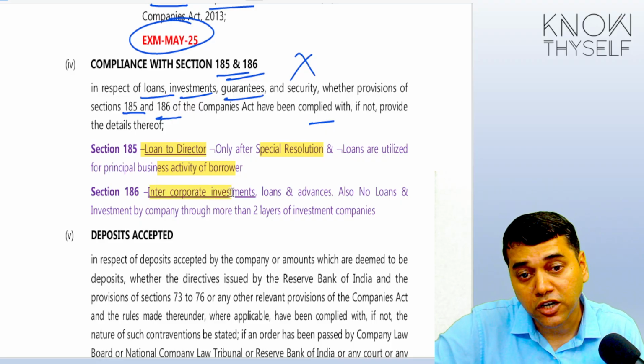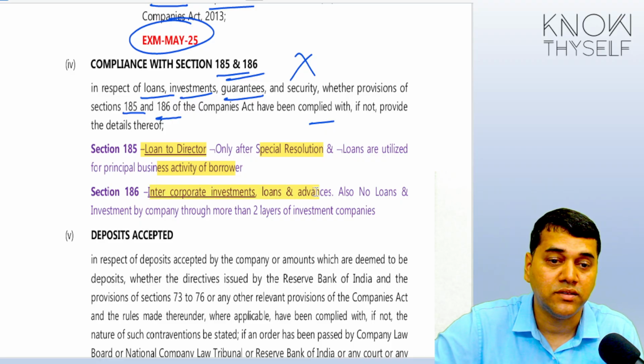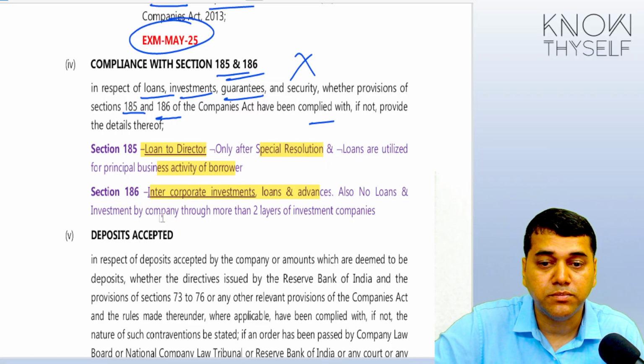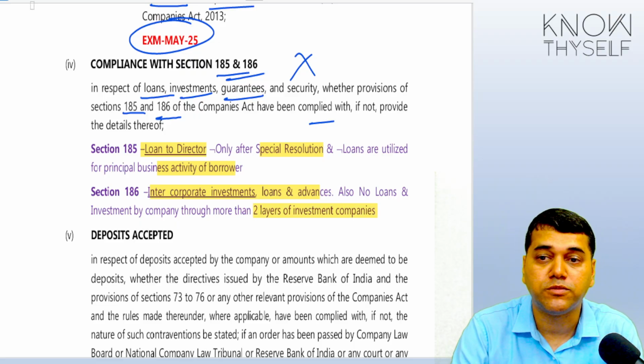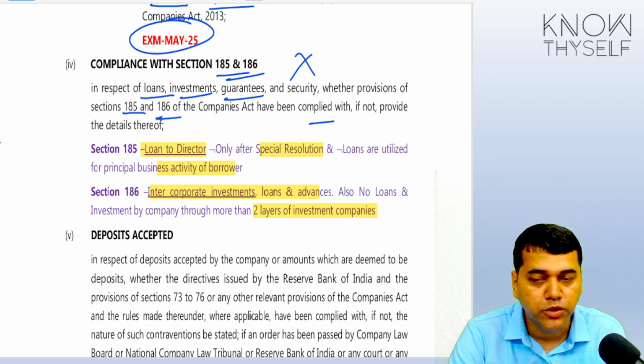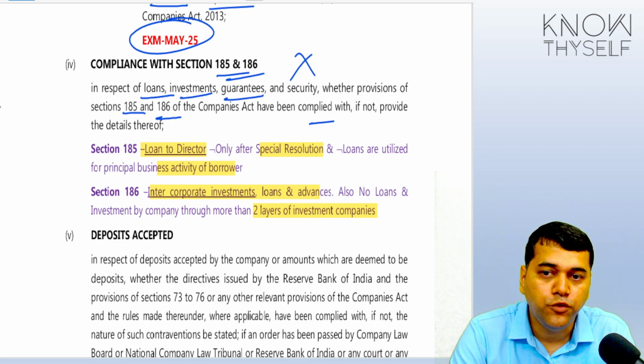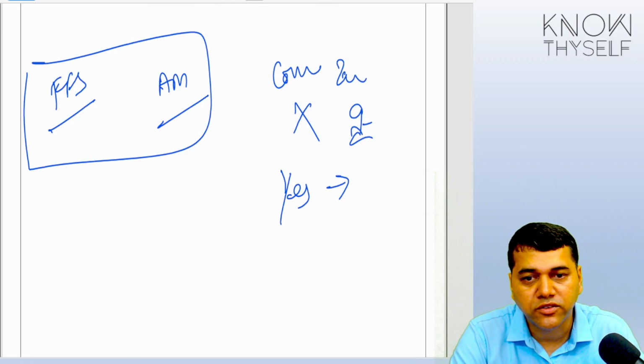And the second is the intercorporate investments, loans and advances. No loans and investments by the company through more than 2 layers of investment companies. Okay, what is this 2 layers of investment companies? In FR you must be knowing that if you have got, okay, 2 layers goes like this.